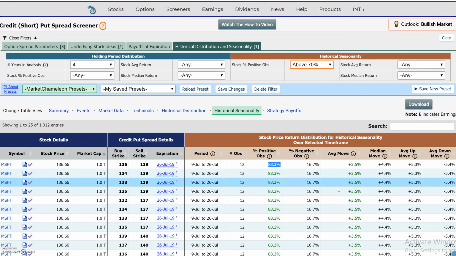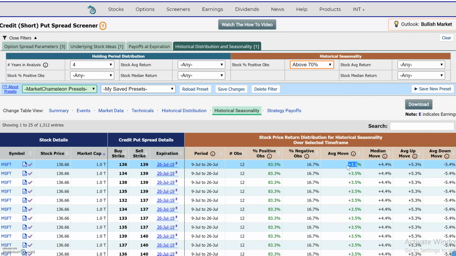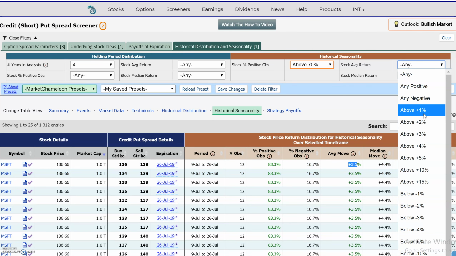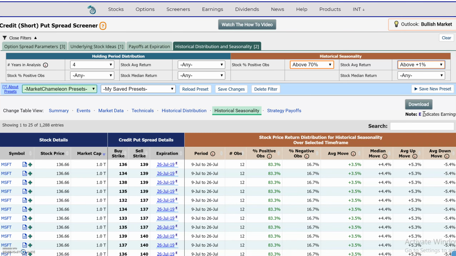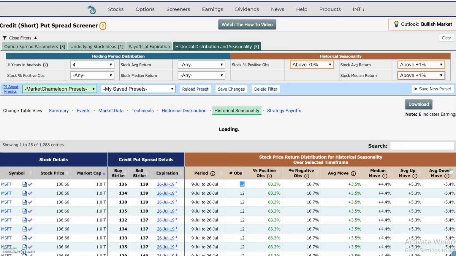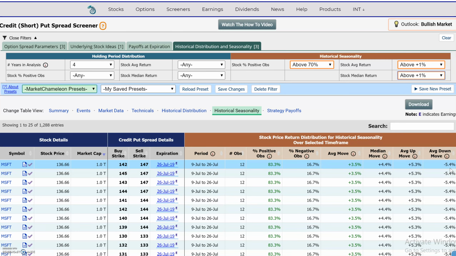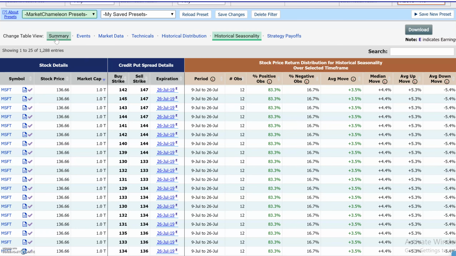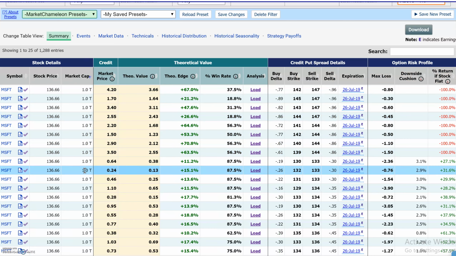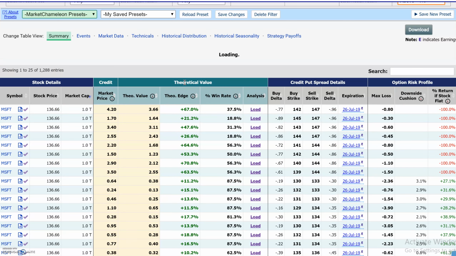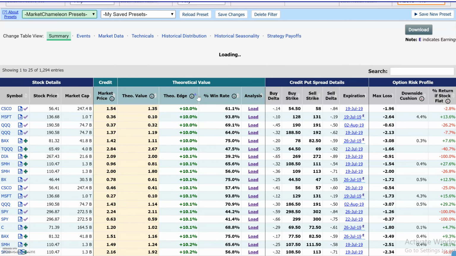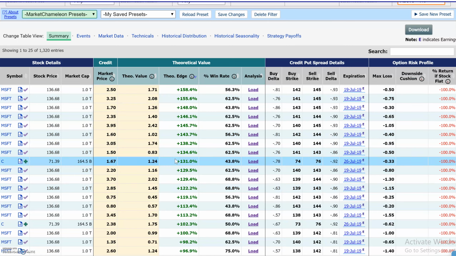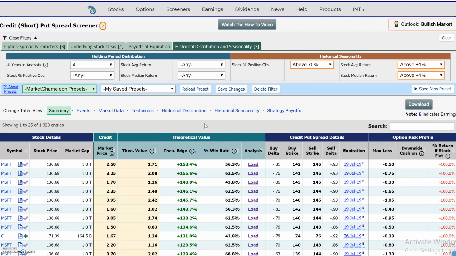And let's also look for a positive return over that period. Let's set a minimum. I'm just going to set a minimum of 1% for the average of all the returns of these 12 observations. And I'm going to set a median return above 1%, meaning that at least half the returns were 1% or higher. So now that we filtered out all these stocks, right now it's sorted by highest market cap, but we can resort that by any of these columns. I'm just doing this by theoretical edge right now, and then we see a list of different stocks.